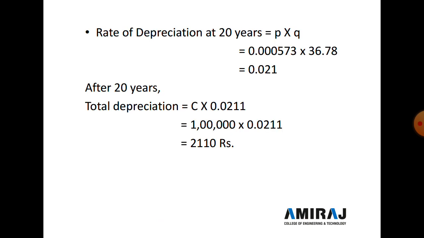Clear? So the rate of depreciation at the 20 year is P multiplied by Q. P is already calculated, 0.000573, and Q we got the answer 36.78. So multiplying the P and Q values, we got the answer 0.021. So after 20 years, the total depreciation is the original cost multiplied by the rate of depreciation at 20 years.